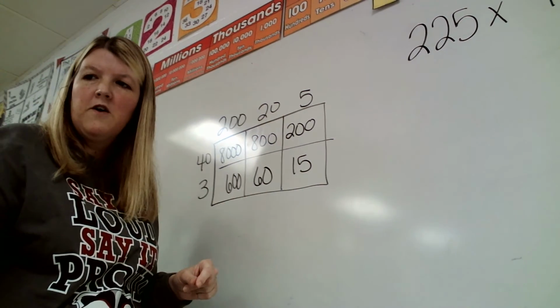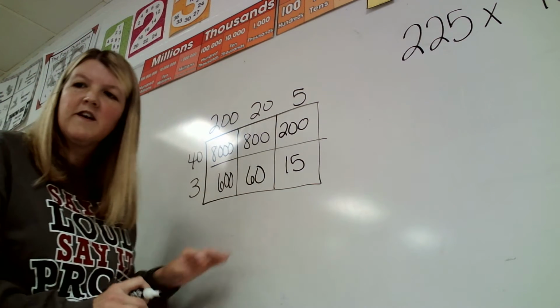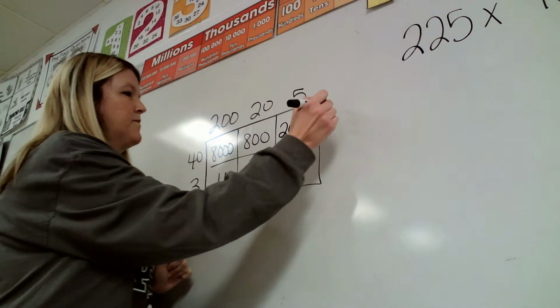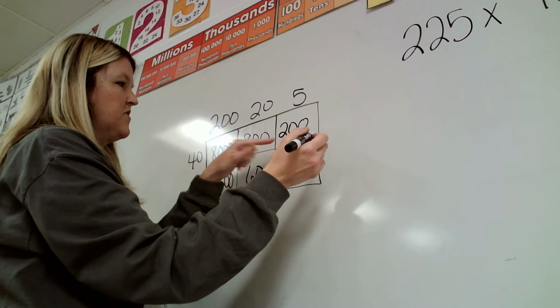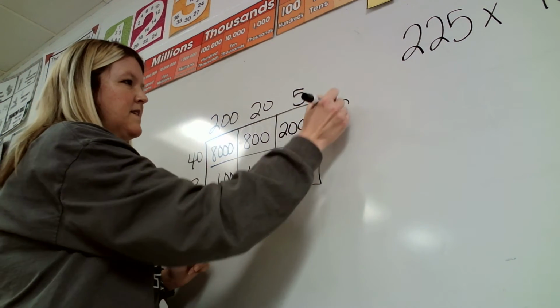So then we know our next step is to add all of these together. And I'm sorry about the glare on this. When we add these together, we get 8,000 plus 800 plus 200. So 800 and 200 is going to give me another 1,000. So that's going to be 9,000.